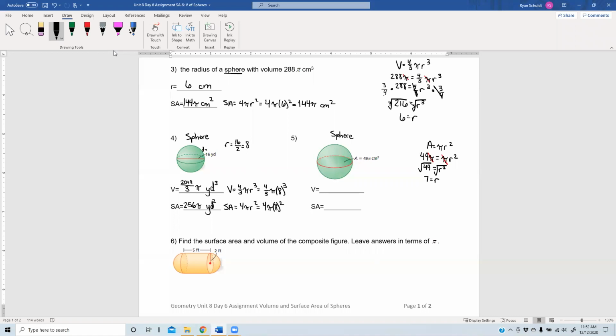Well, that's all we need. So let's plug in. Volume, we want to do 4/3 pi r cubed. So 4/3 pi times 7 cubed. And yet again, we're going to get another lovely fraction.